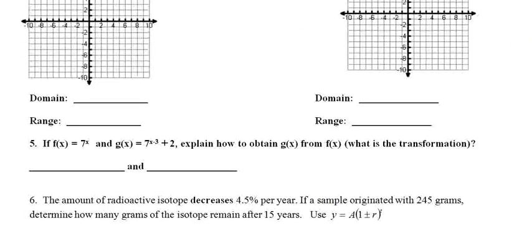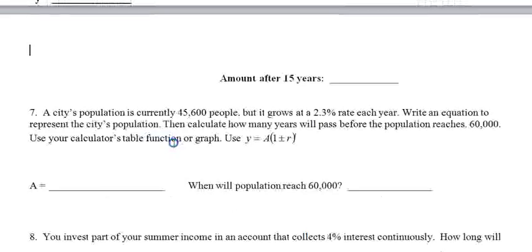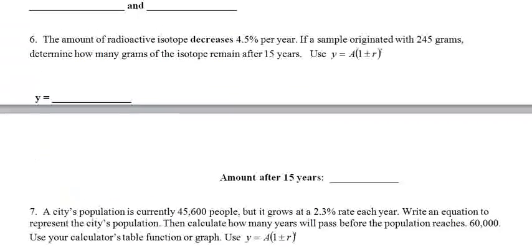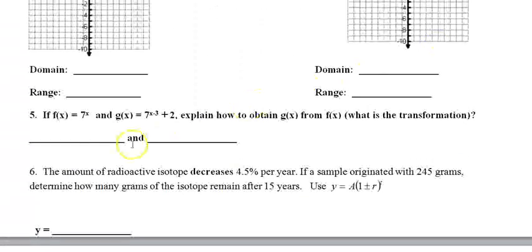So I get down to 5. If f of x is 7 to the x and g of x is 7 to the x minus 3 plus 2, explain how to obtain g of x from f of x. What is the transformation, or in this case, transformations? What are the shifts? What are your two shifts going to be? What's the -3 stand for?